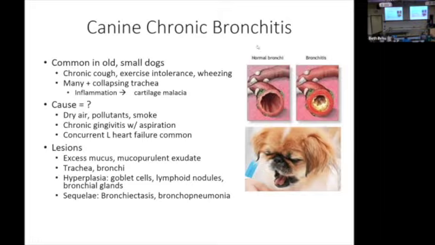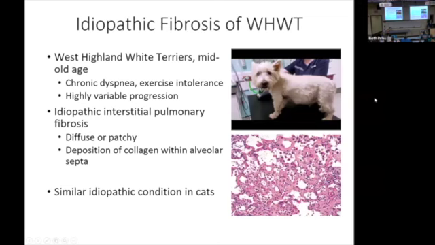Chronic bronchitis. I'm not going to talk about this. The information's there on the slide. This PowerPoint is quite as big as small animal, but there are chickens on here.